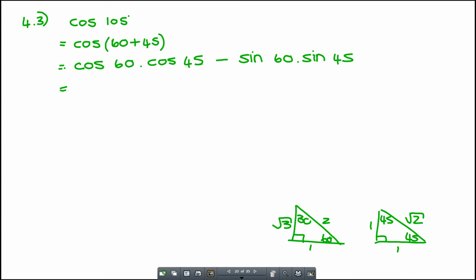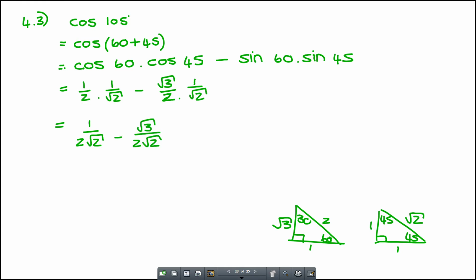Okay, right. So cos 60, cos aangrensend op skuins, times cos 45, 1 over square root 2, minus sin 60, oorstaan op skuins, so square root 3 over 2, times sin 45, oorstaan op skuins, 1 over square root 2. Okay, so I'm going to have 1 over 2 square root 2 minus square root 3 over 2 square root 2. En my noemers is dieselfde.